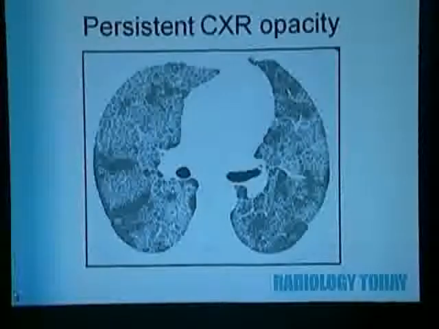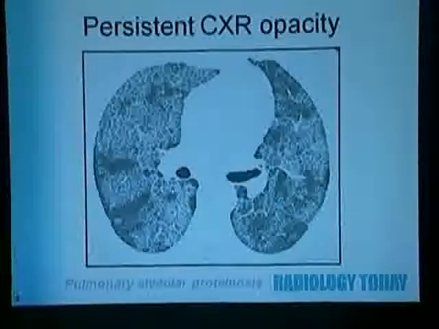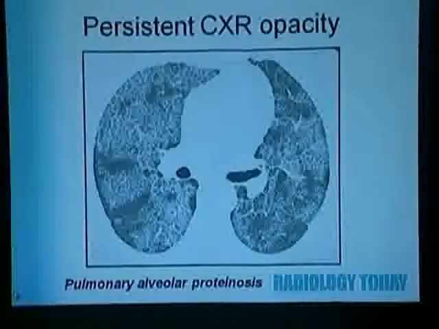It's often called crazy paving, actually, in the radiology literature. This is indicative of pulmonary alveolar proteinosis. This totally changes the therapy of this patient. You're talking now about steroid treatment, bronchoalveolar lavage, and different types of treatment.